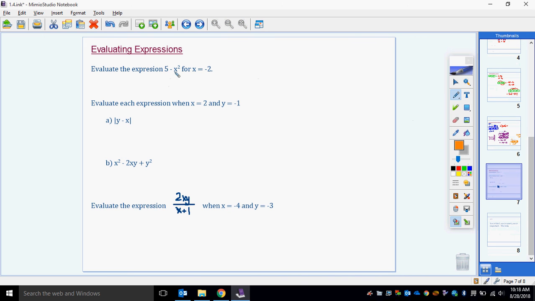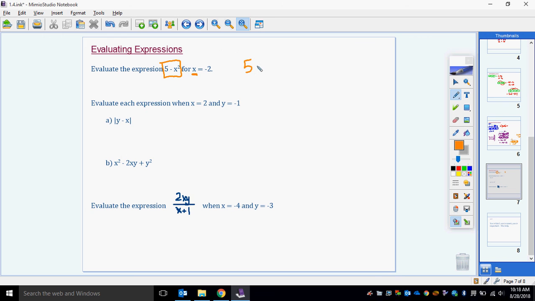Evaluate the expression 5 minus x squared, when x equals negative 2. So this is our expression, and it's telling you to substitute. It's like in football or volleyball or basketball, baseball, soccer, whatever it is. It's saying, hey, this person X has been in the game long enough. We need a sub for him. Who's going in for X? Oh, negative 2.